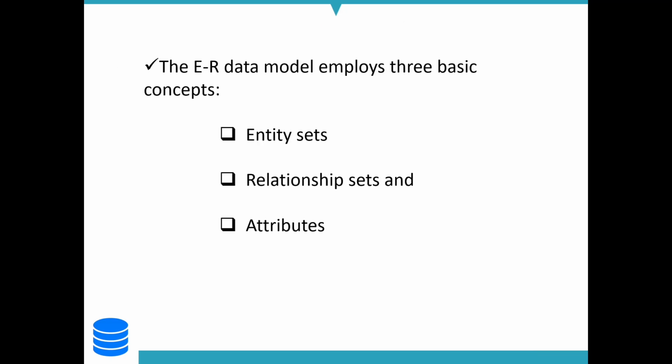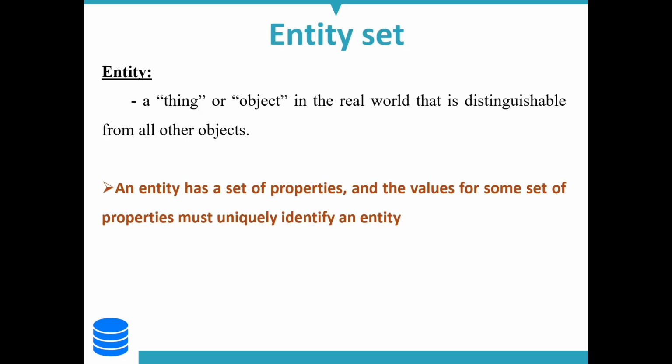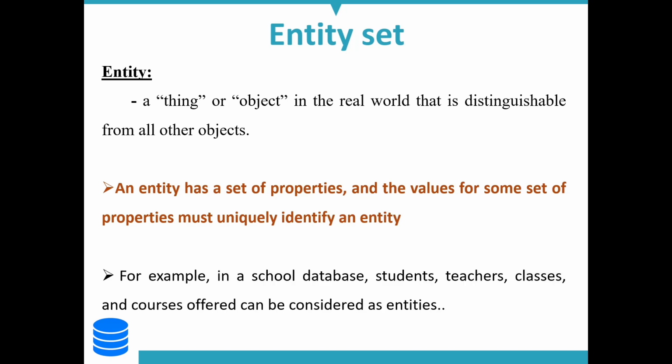You have three basic concepts: one is the entity set, another is the relationship set, and the third is the attribute. An entity is called a thing or subject in the real world, distinct from all other objects. Take a simple definition of an entity: an entity has a set of properties, and the values of some set of properties must uniquely identify an entity. For example, in a school database, students, teachers, classes, and courses offered can be considered entities.